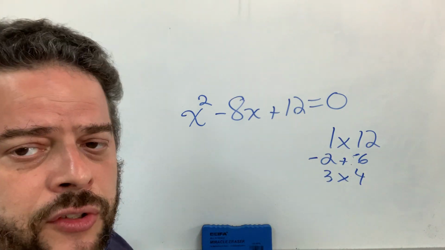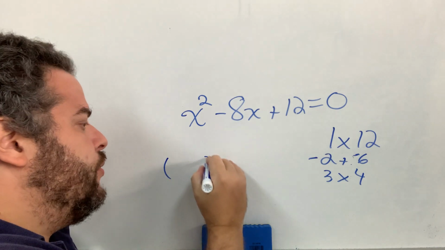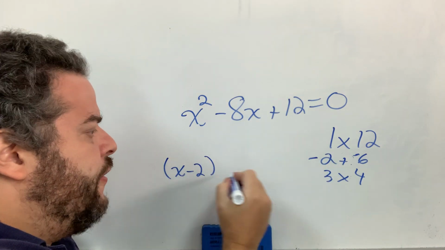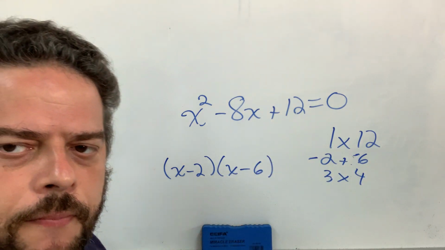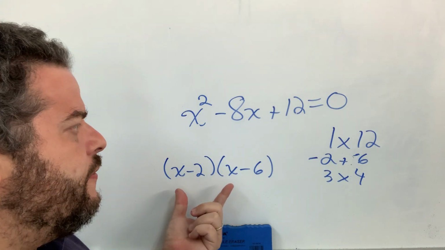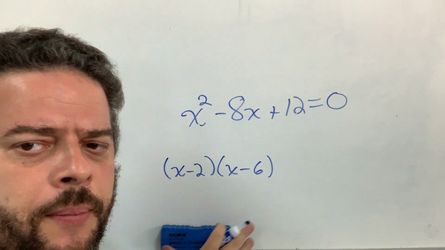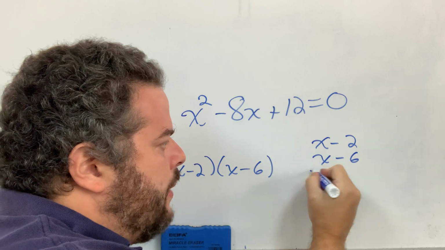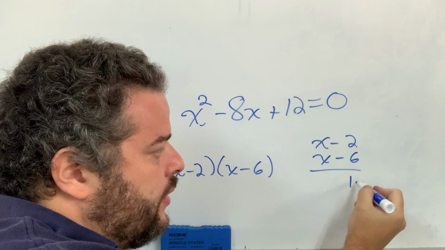So I know that the factors, and again, some students get confused, the factors are going to be always x, the first number, x, the second number. Those are the factors. And again, let's confirm that these are the factors. You don't have to confirm normally, but I'm going to show you. If you multiply x minus 2 and x minus 6, negative 2 and negative 6, when you multiply, you get 12.